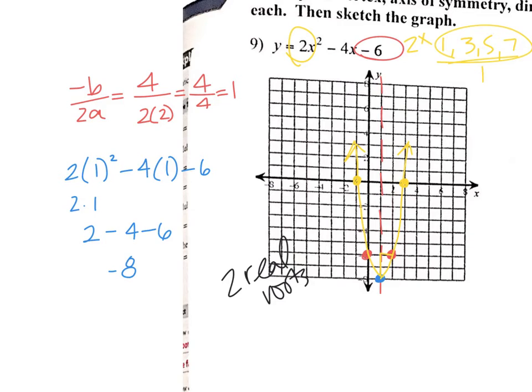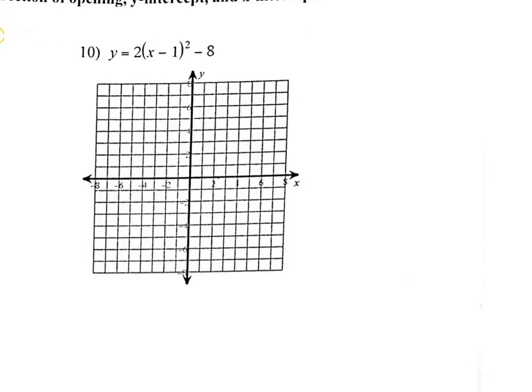All right, let's look at the next question. Question 10, this is vertex form. So inside's the opposite, outside's the same. That's going to be a vertex of 1, -8. So I'm going to go ahead and plot that, 1, -8.